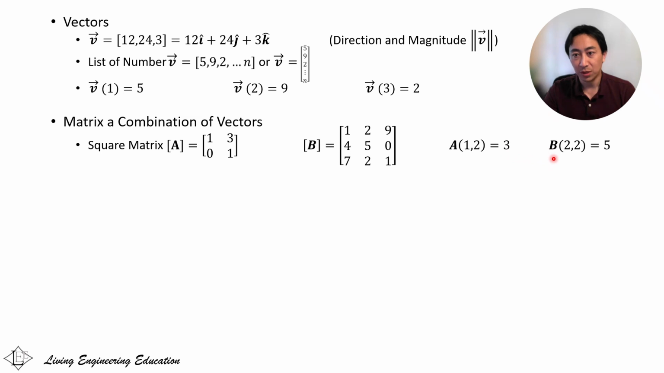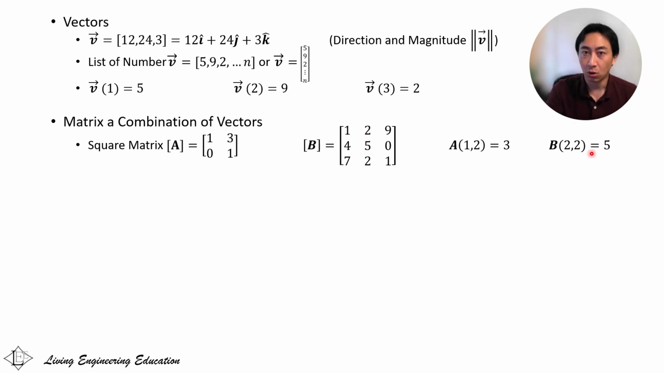For matrix B, I'm looking at 2, 2. Whenever the index you choose for the row and column are the same, that means you're looking across the diagonal, because this is the 1, 1, this is the 2, 2, this is a 3, 3. So row 2 is right here, column 2 is right here, so that'll be cell number 5.